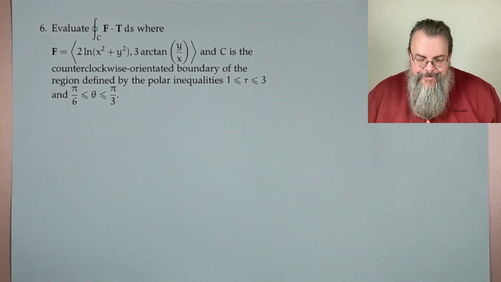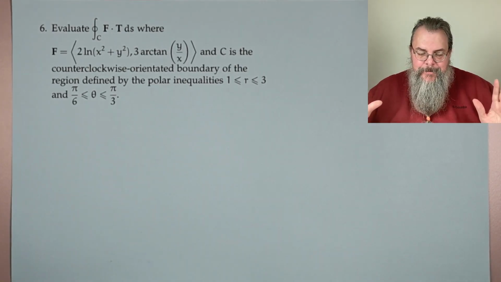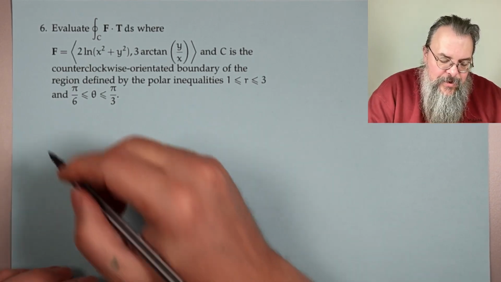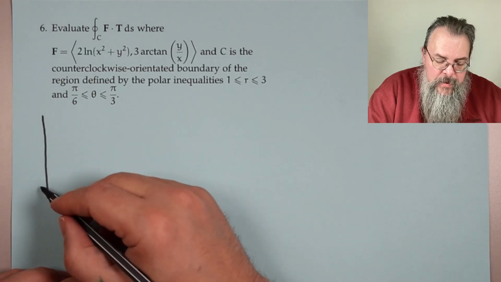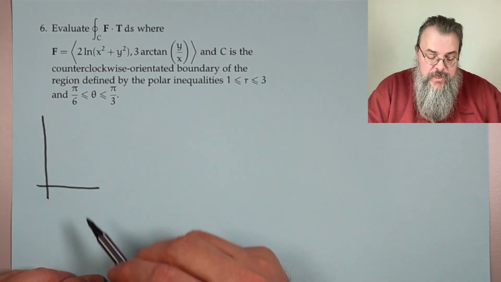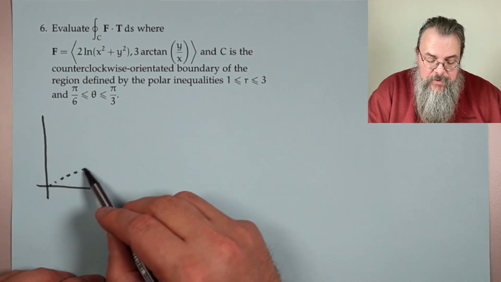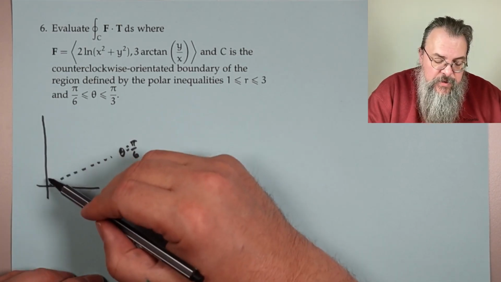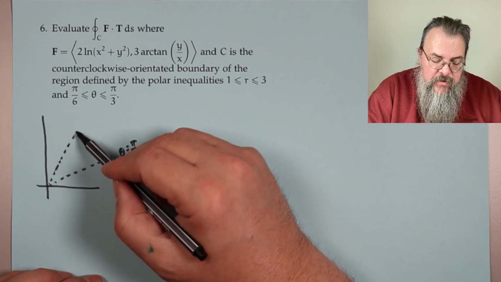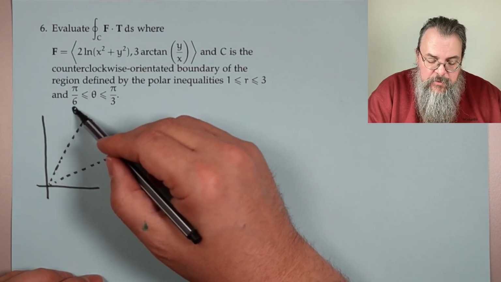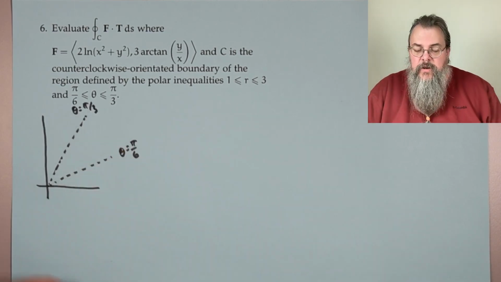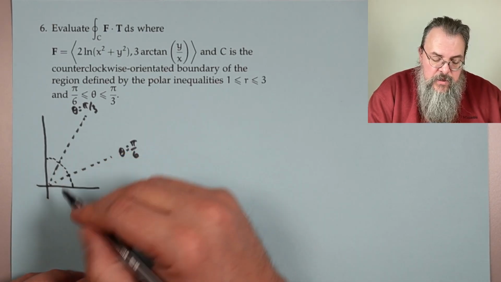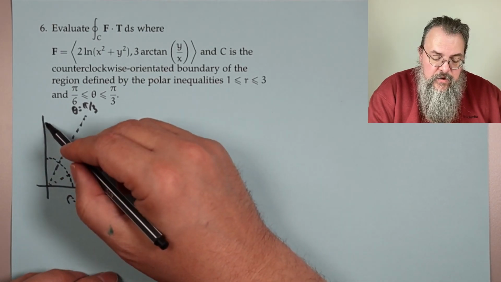Okay. All right. Let's look at our region. Let's get a handle on that. And so if we're in the plane, we have pi over 6. That's like a 30-degree angle, so we'll say that's roughly pi over 6. And then pi over 3 is roughly a 60-degree angle, so let's say it's something like this. So this is theta equals pi over 3. And then r equals 1, well, that's a circle of radius 1. And then r equals 3 is a circle of radius 3.